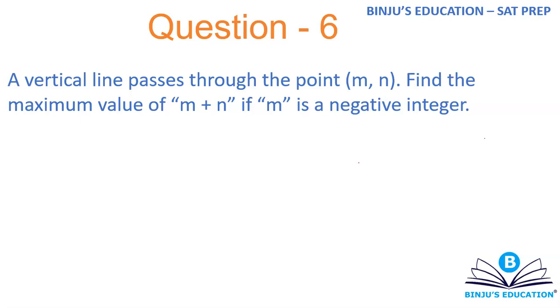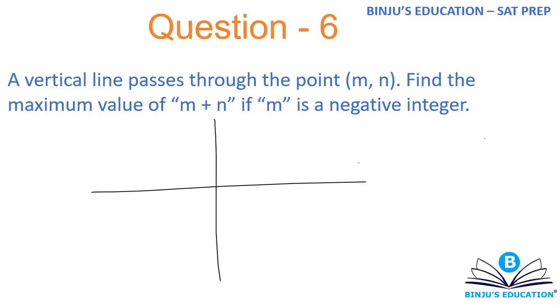Alright, so let's see what we can do with this one. We're going to understand this graphically because that's more important. Once you understand this chapter graphically, equations become too easy to understand. Okay, a vertical line passes through the point (m, n). Find the maximum value of m plus n if m is a negative integer. So I have this vertical line which passes through (m, n).